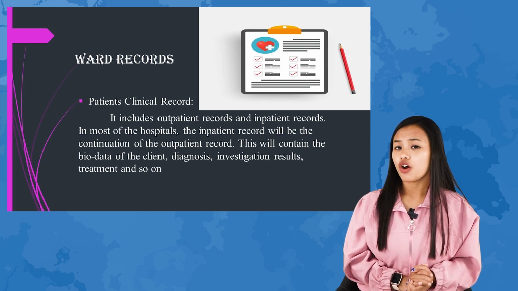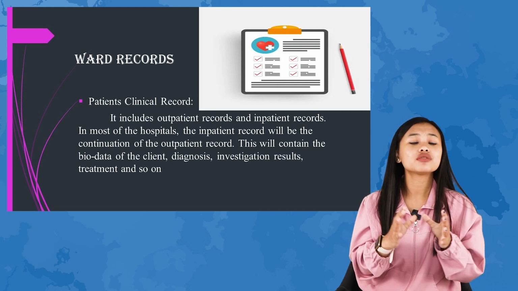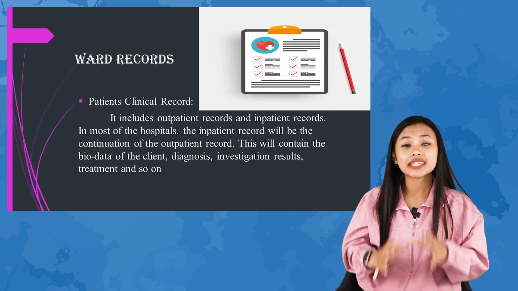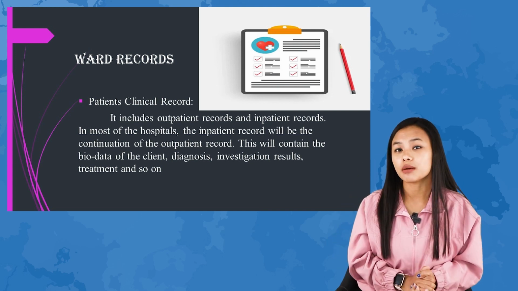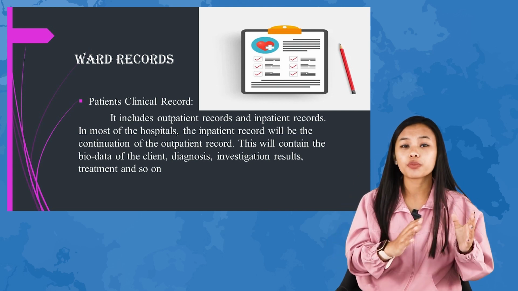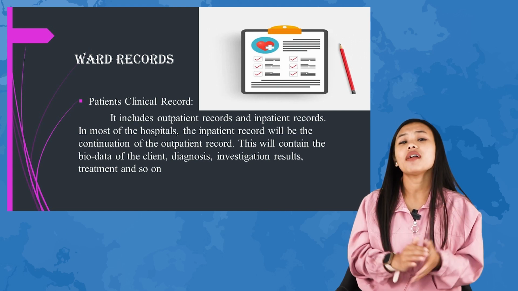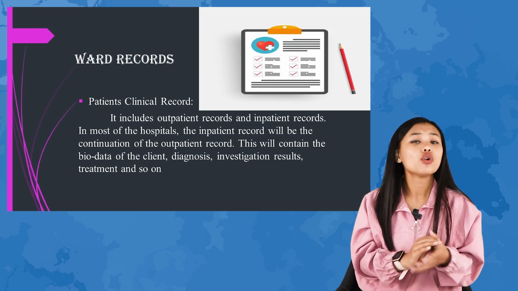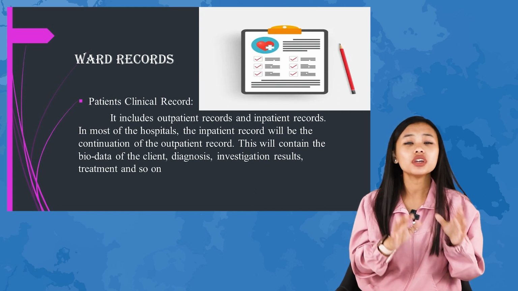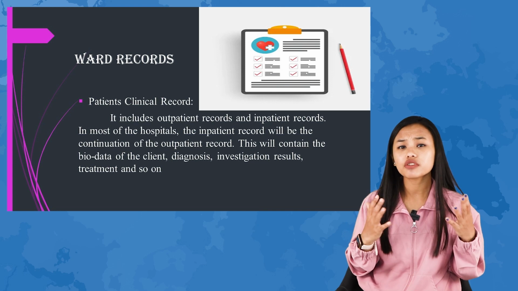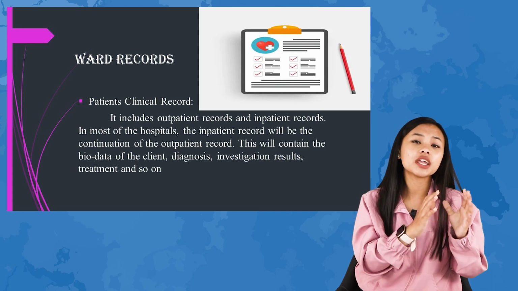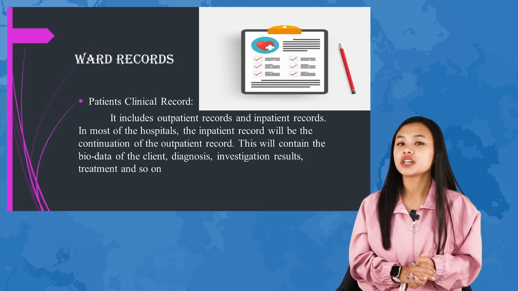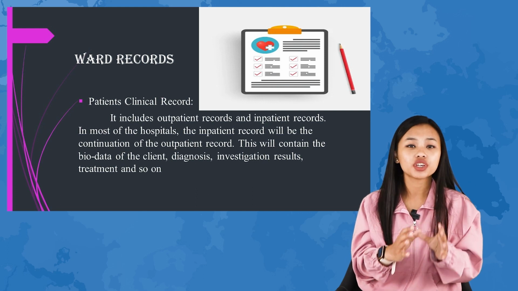What do we mean by outpatient records? Outpatient records are the records maintained for the client who only comes for the OPD, the outpatient department services. Whereas the inpatient record is the record maintained for the client who has been admitted into the hospital. In most hospitals, the inpatient record will be the continuation of the outpatient record.